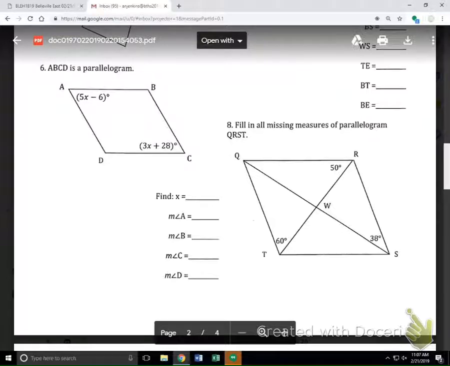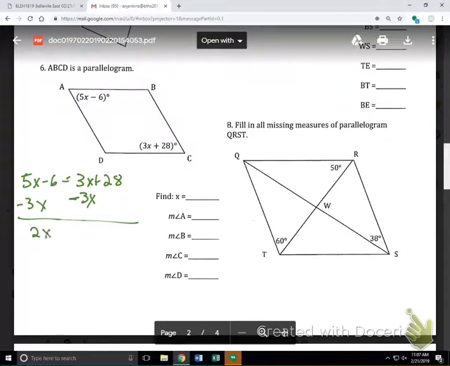So when we look at this picture, what do we have? We have opposite angles. And we know opposite angles are congruent. So what can I do with those two? Yep, set them equal. We have 5x minus 6 equals 3x plus 28. I need to get all my x's on the same side, so I'm going to subtract my 3x to the other side.